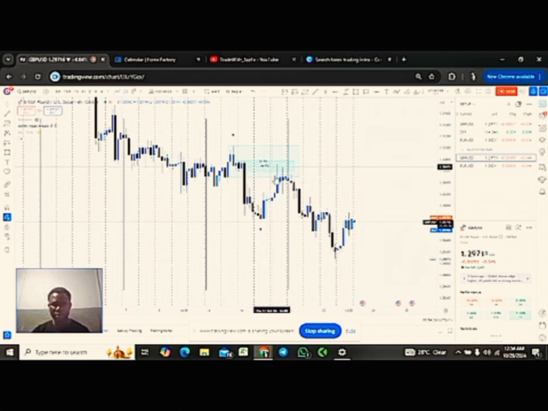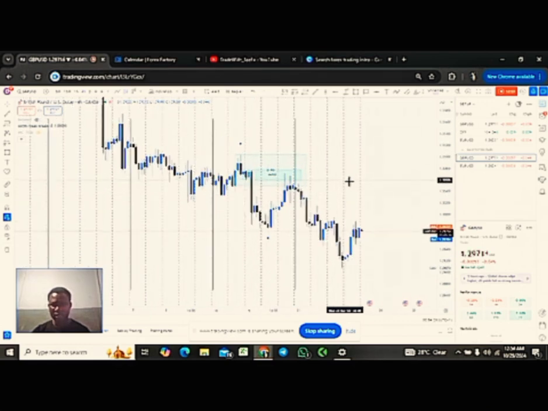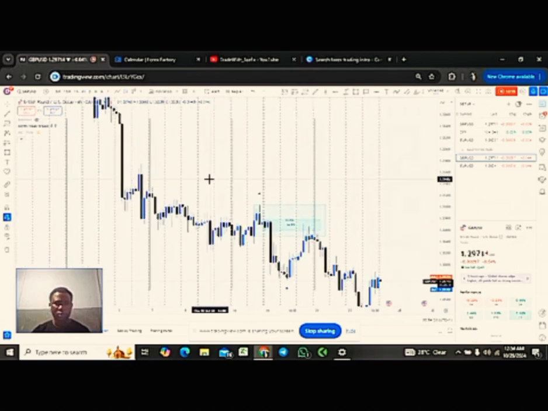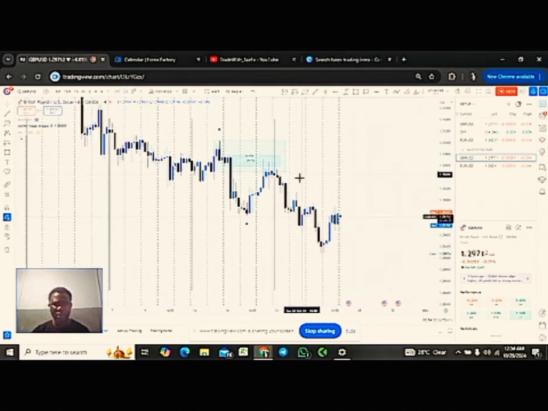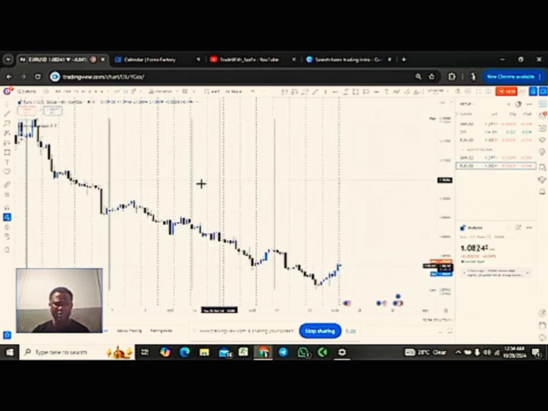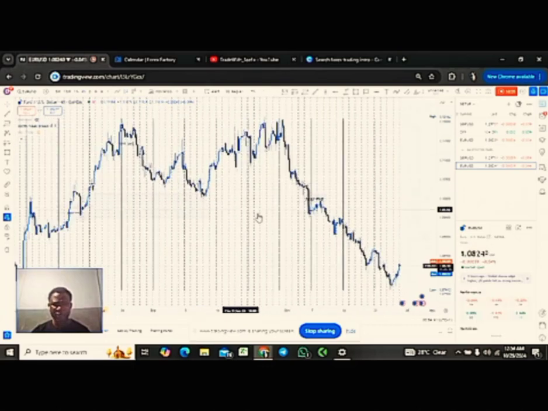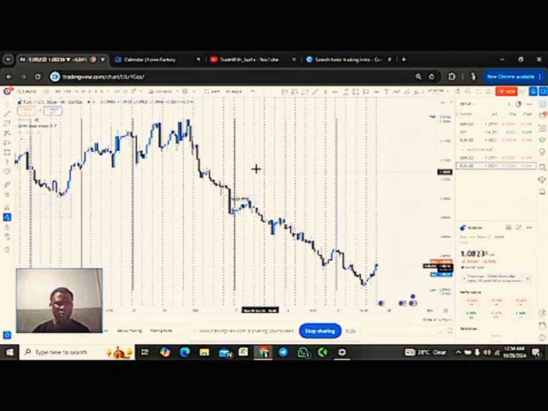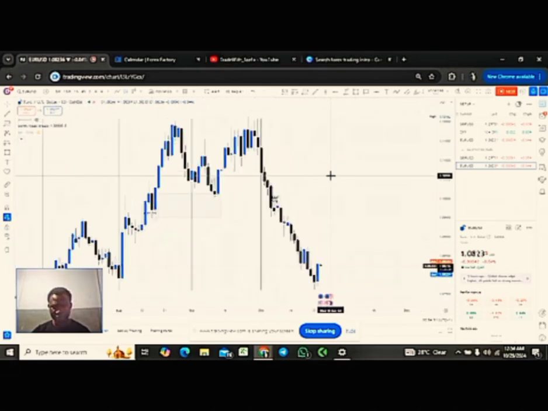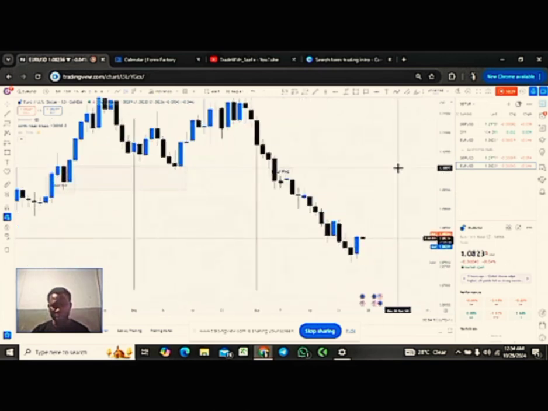Which one is that? Okay, I think the last one will be the breaker blocks. And like I said, I only use the breaker blocks on my lower time frame, that's my entry time frame. When I've seen my higher time frame order block or FVG, then I come down to my lower time frame, which is my entry time frame, and now apply the breaker blocks.